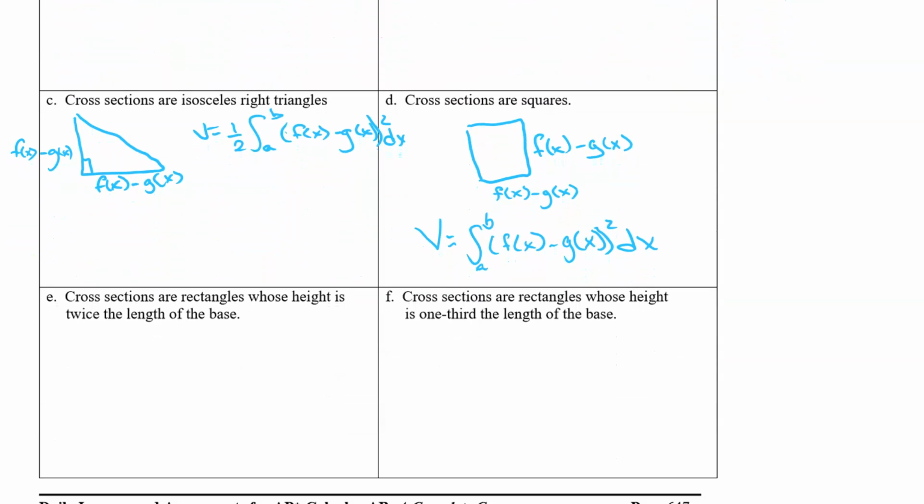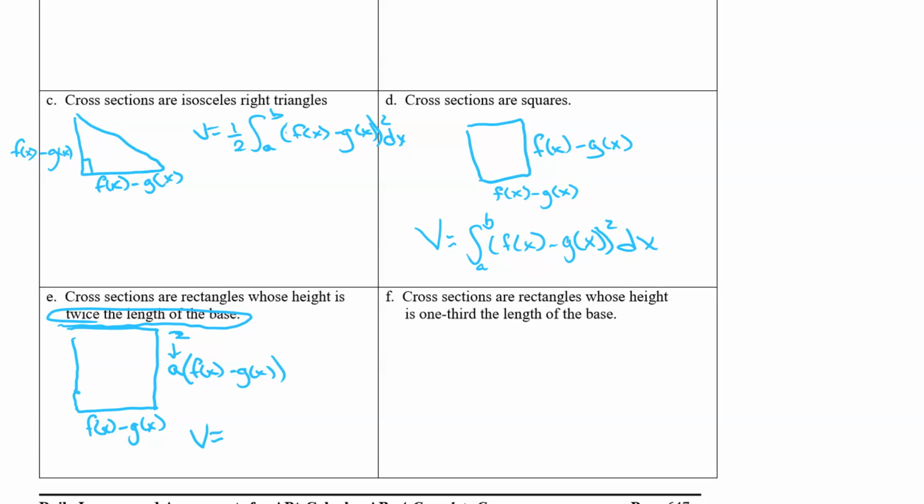And then this last one, we're considering the relationship between the height and the base. So my base is still going to be f of x minus g of x. All right, but my height is going to be some constant a times that base length. So when we say the cross sections of rectangles have a height that's twice the length of the base, a is going to be 2.